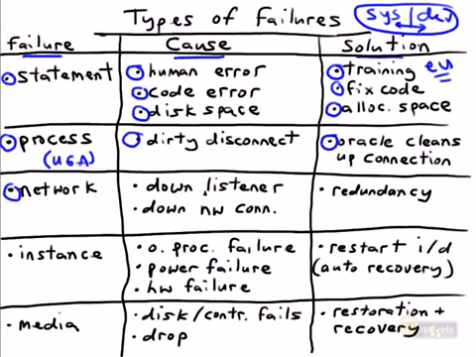A network failure can be software or hardware related. On the hardware side, it could be a downed network connection.